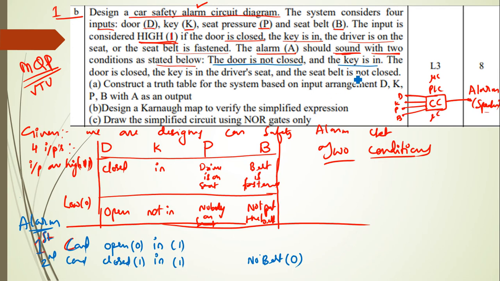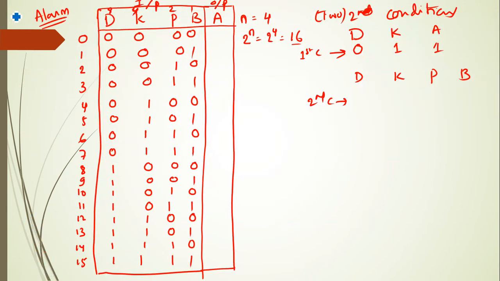Okay. Now what they're asking: construct a truth table for the system based on the input arrangement DKPB with A as the output. This is the first question. So let us go to the first question, 1B of A. See, I have already drawn the truth table. It is in decimal form, from 0 to 15.